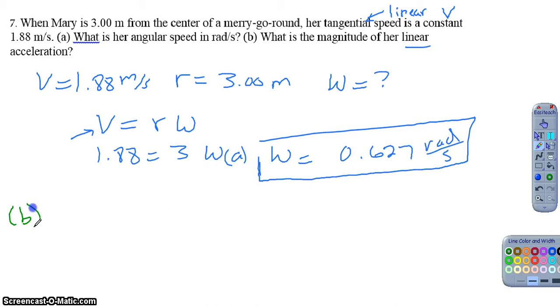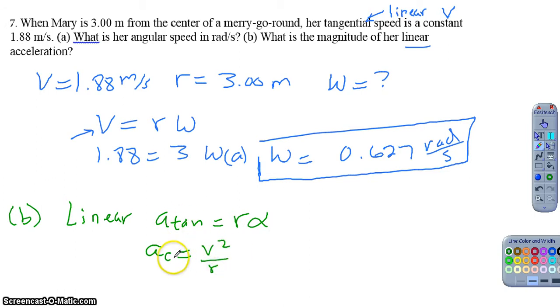Part B, making sure we're comfortable with the terminology: what is the magnitude of her linear acceleration? Well, there are actually two forms of linear acceleration. I know oftentimes for velocity and distance we're just worried about the one, but there are two forms of linear acceleration. There's the tangential acceleration, which relates to our radius times our alpha, but if we're moving in a circle, there's also the good old centripetal acceleration that we've seen before. So we have to think about what happens with each of these, and if both are present, you have to be comfortable enough to bring them together.